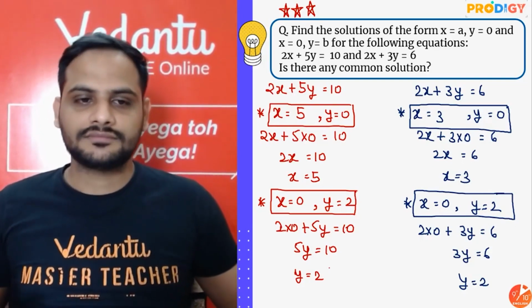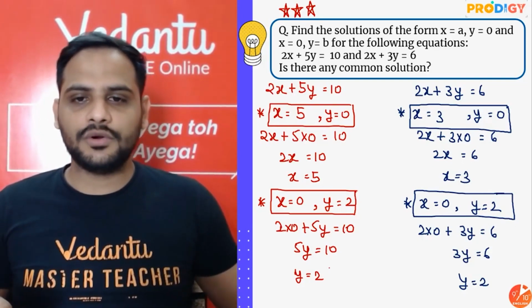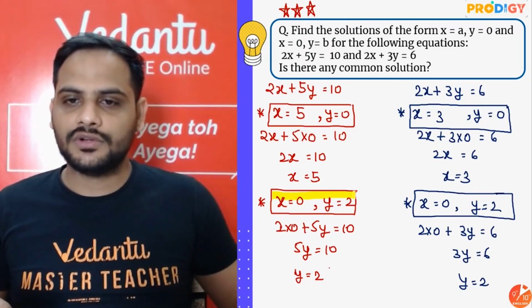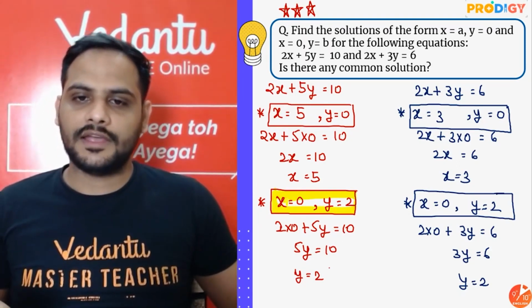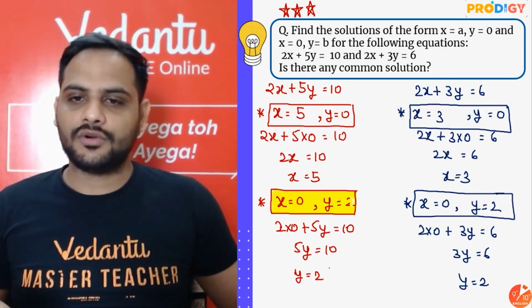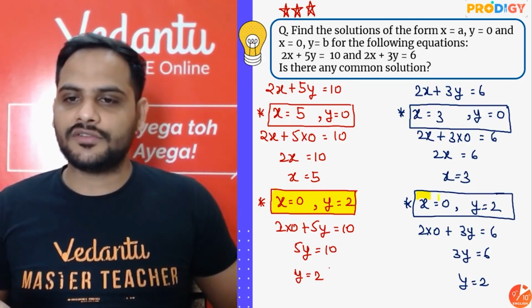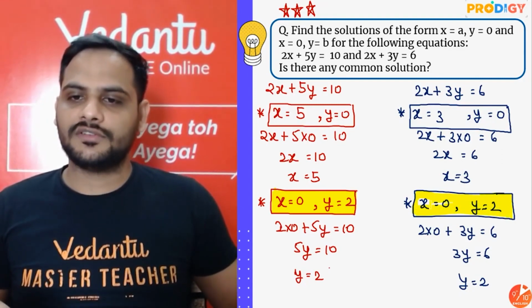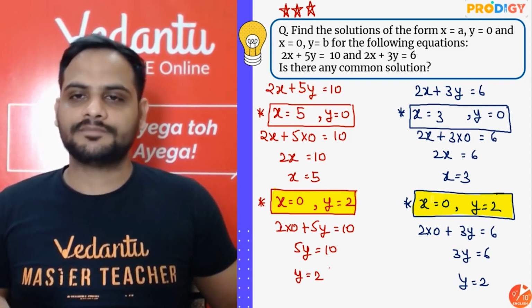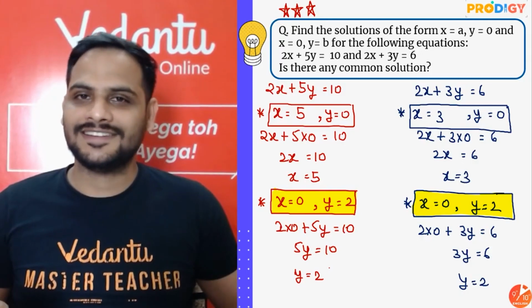So yes sir, x equal to 0 and y equal to 2 is the common solution for us. Right? X equal to 0 and y equal to 2 is a common solution for us. Yes or no? Look here. This is a common solution for both the equations. So yes sir, these two equations do have a common solution, x equal to 0 and y equal to 2. Done? That's our question. Okay.